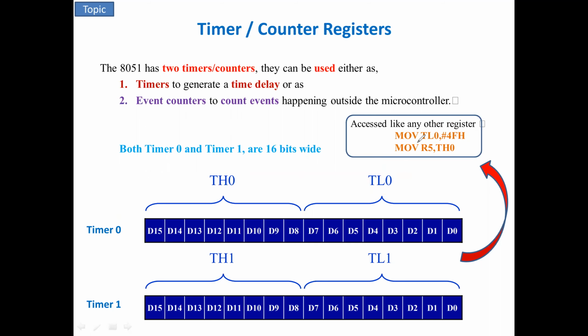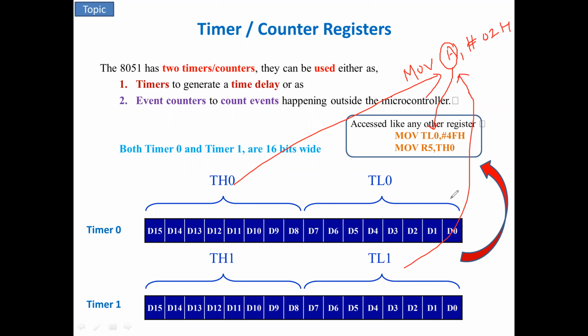Like some other registers, how we use an instruction: MOV A, comma hash data, whatever the data. In a similar way, instead of A, you can use TL0 or TH0. You can use this or this, anything. Generally we can access them.